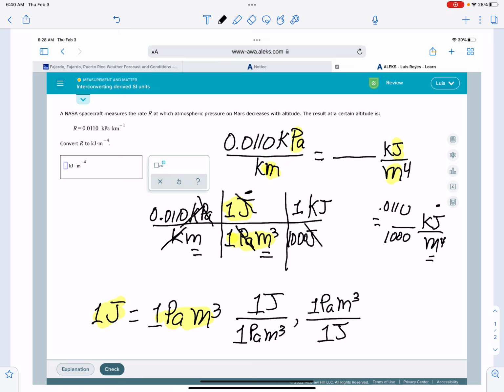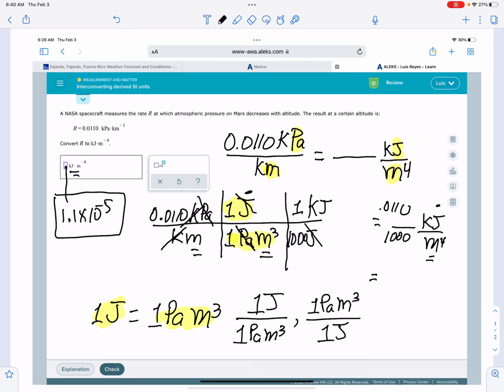So your answer is going to be 0.0110 divided by 1,000 kilojoules over cubic meters. So your answer is going to be 1.1 times 10 to the minus 5 kilojoules over M4, or kilojoules times M to the negative 4.